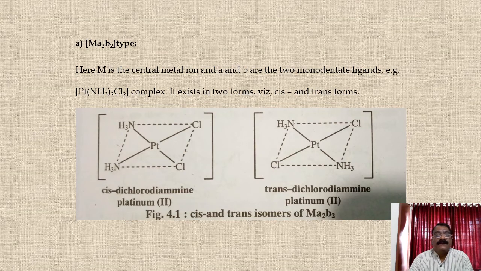See the first, that is the NH3 ligands. Two NH3 ligands are on one side and two Cl minus on the other side, but the same ligands are adjacent to each other, and so it is cis-dichlorodiammine platinum(II) complex. See its trans isomer. Two Cls are opposite to each other and two NH3 ligands are opposite to each other, and hence it is trans-dichlorodiammine platinum(II) complex.